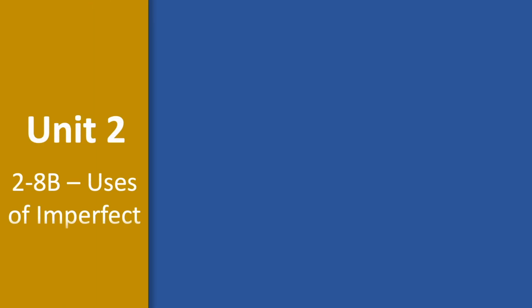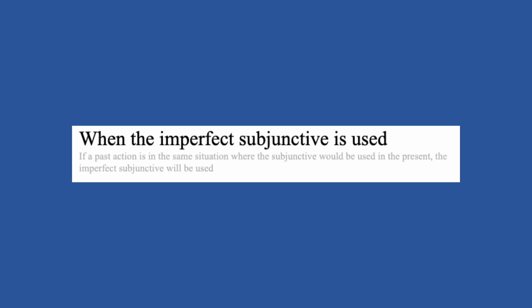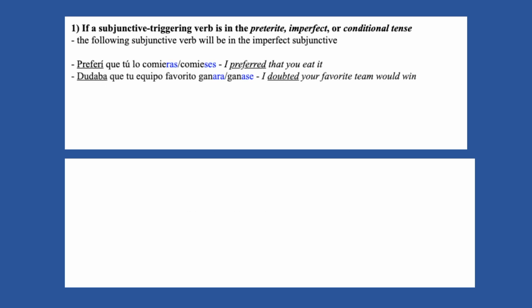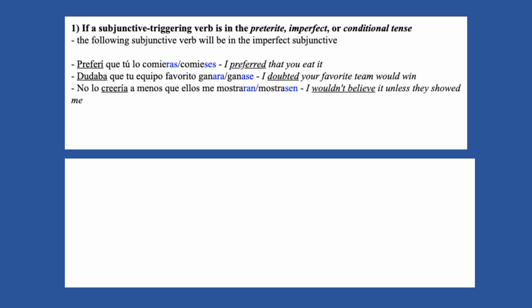And we finish off with uses of the imperfect subjunctive. Generally, if a past action is in the same situation where the subjunctive would be used in the present, then the imperfect subjunctive will be used. If a subjunctive activating verb is in the preterite, imperfect, or conditional, then the following subjunctive verb will be in the imperfect subjunctive. Preferí que tú lo comieras. Dudaba que tu equipo favorito ganara. No lo creería a menos que ellos me mostraran.